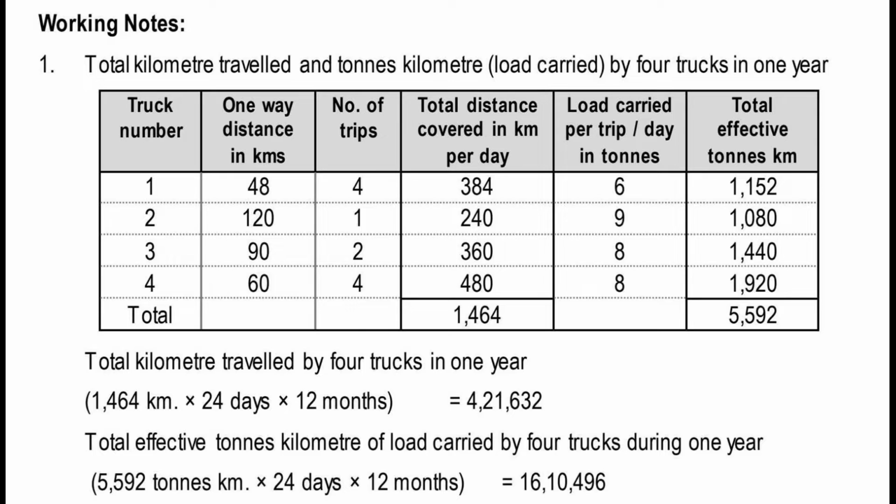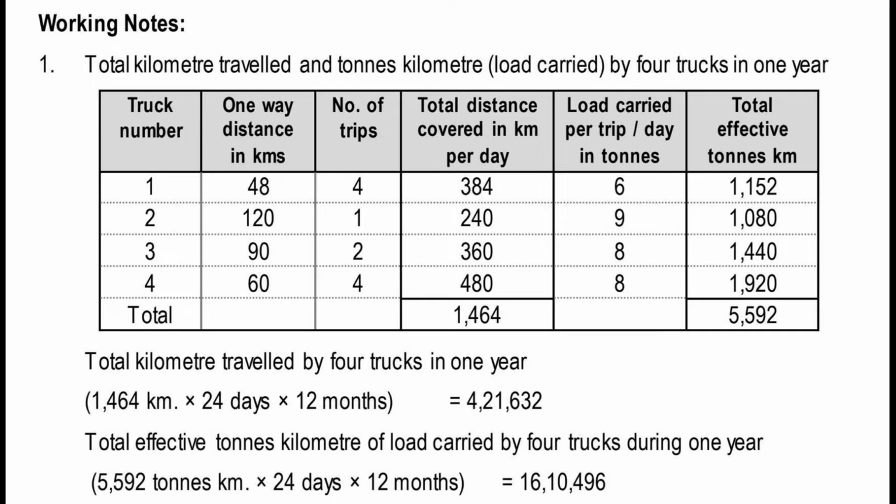The first column should be truck number. Second column should be one-way distance in kilometers. Third column should be number of trips. The next column, total distance covered in kilometers per day. Next, load carried per trip or day in tons. Then effective ton, total effective ton kilometers.